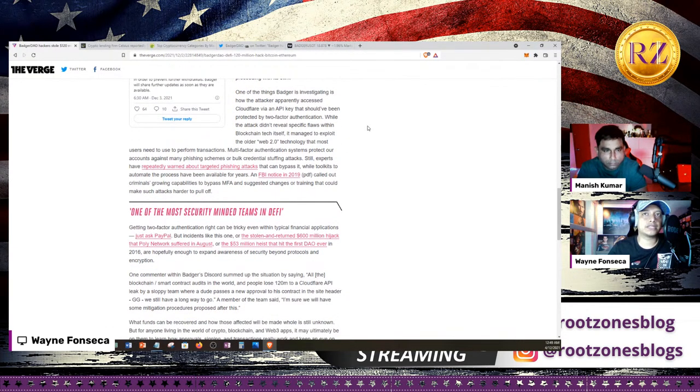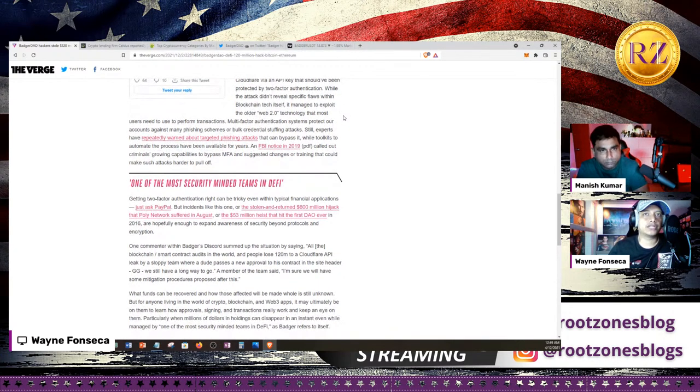Now, one of the things Badger is investigating is how the attacker apparently accessed Cloudflare via an API key that should have been protected by 2FA authentication. While the attack didn't reveal specific flaws within blockchain tech itself, it managed to exploit the older Web 2.0 technology that most users need to use to perform transactions.